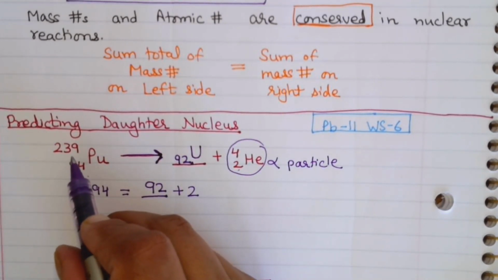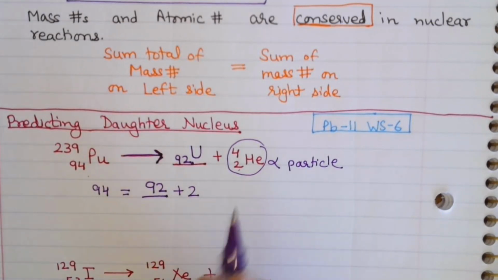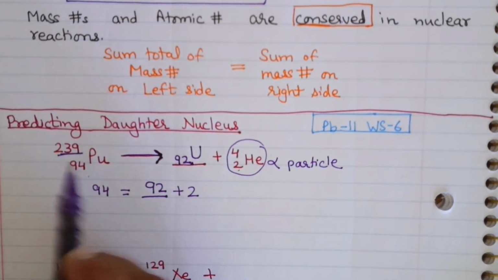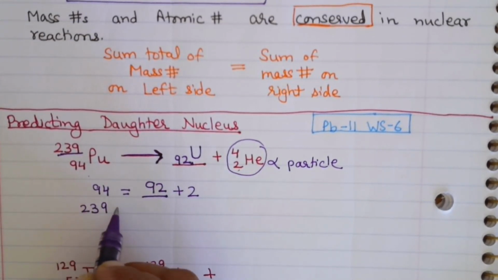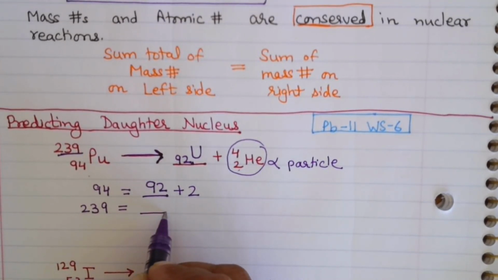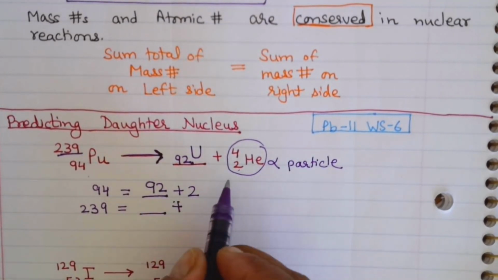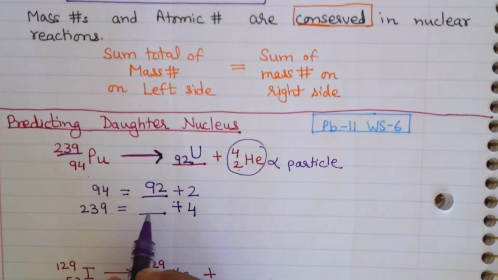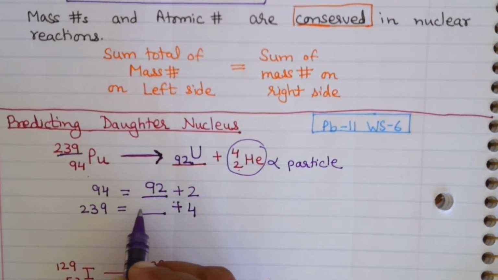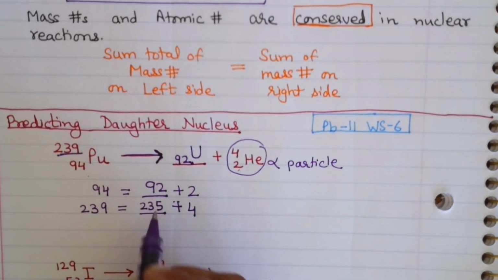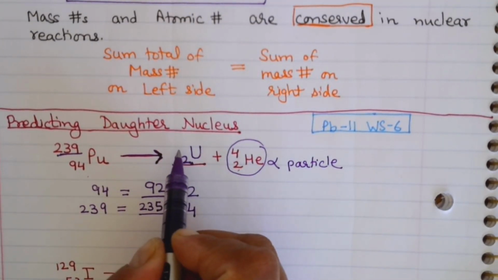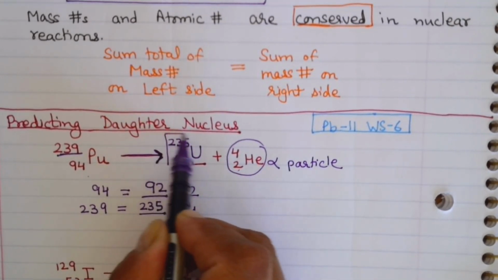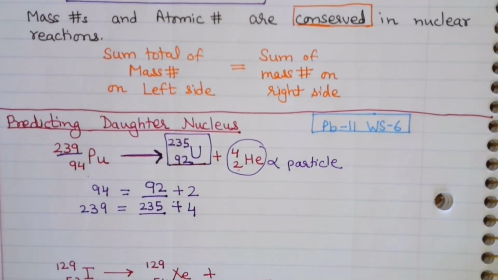Next we figure out the mass number after we have predicted the daughter nucleus. Again we're going to do the same thing with the mass numbers. On this side the mass number is 239, and on this side we don't know the mass number of the daughter nucleus, but we know the mass number of the alpha particle, which is 4. If I solve that equation, I know it's going to be 235. So I will write down the mass number of uranium, which is 235. This is how I predict the daughter nucleus.